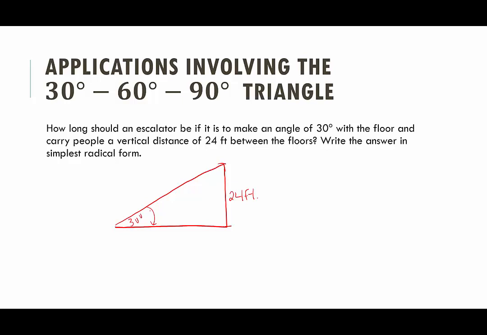And the question is, how long should the escalator be? So the escalator would start down here and go up here. So what we're looking for is the hypotenuse. This is a 30, 60, 90 because the vertical distance indicates that it's going to meet the ground at a 90 degree angle. And we're given the side opposite 30, so we're given x. This would be the side opposite 60, x root 3. The hypotenuse would be 2x. So if x is 24, then we need the escalator to be 48 feet. So we get 48 feet.